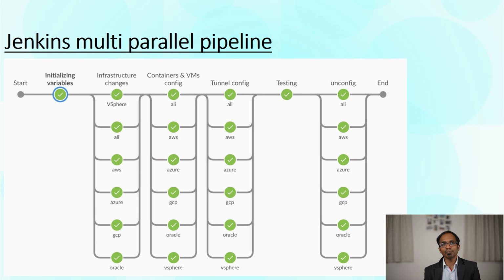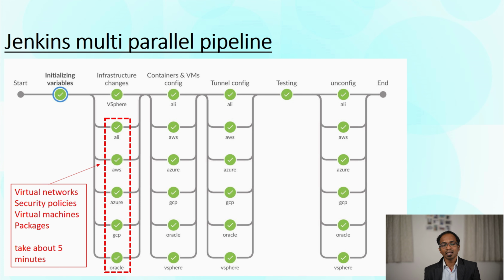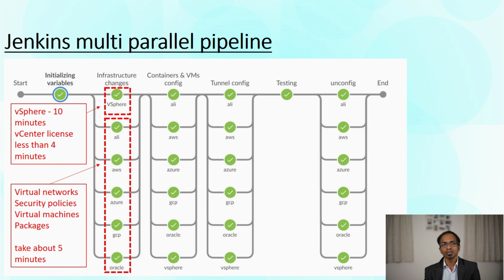I picked up multiple parallel pipelines within Jenkins that helped me to build the infrastructure faster in parallel within multiple clouds. Building virtual machine from ISO takes most of the time as I didn't use the pre-built virtual machine template. vSphere takes less than 5 minutes with pre-built virtual machine template. In public cloud, script takes about 5 minutes to build the infrastructure.